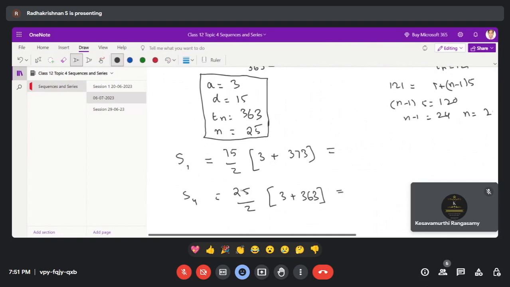Basically, you take n and then the average. The average is the first term plus the last term, divided by 2. So n into average. There are n numbers, and you take the average of those numbers by calculating the first and last term divided by 2. So n into that. That's the easy way of remembering your sum to n terms. So did you calculate S1 and S2?